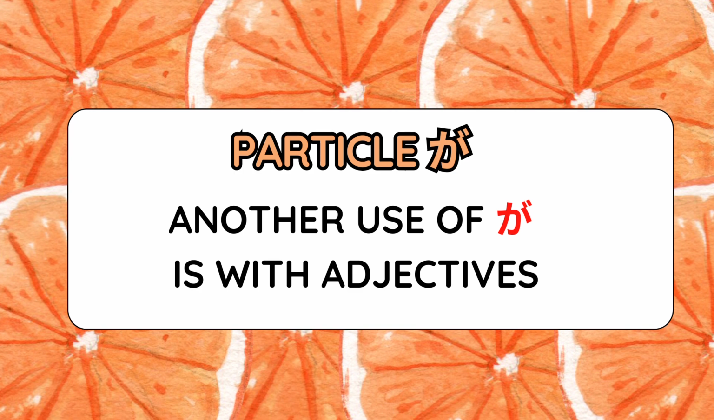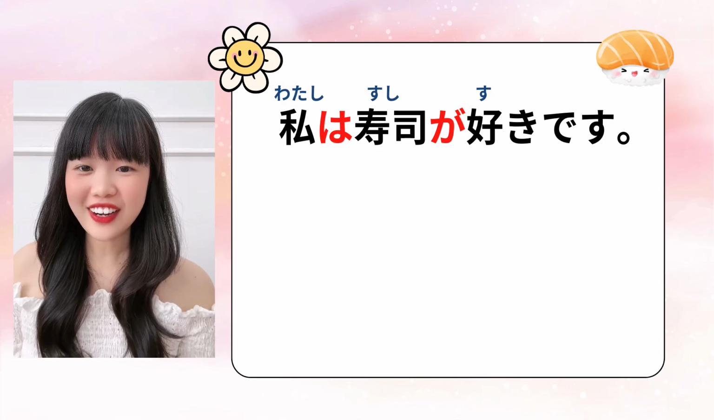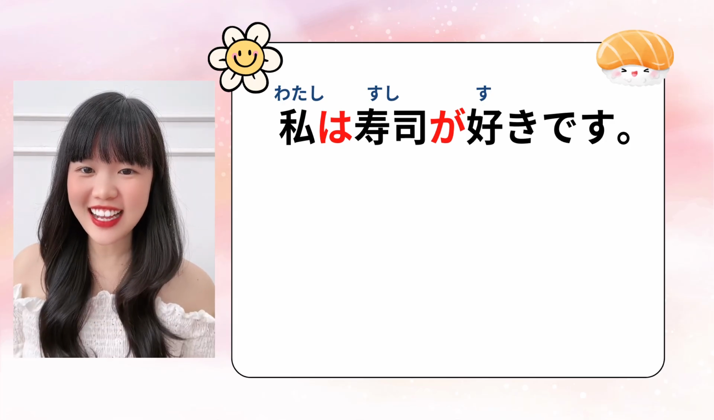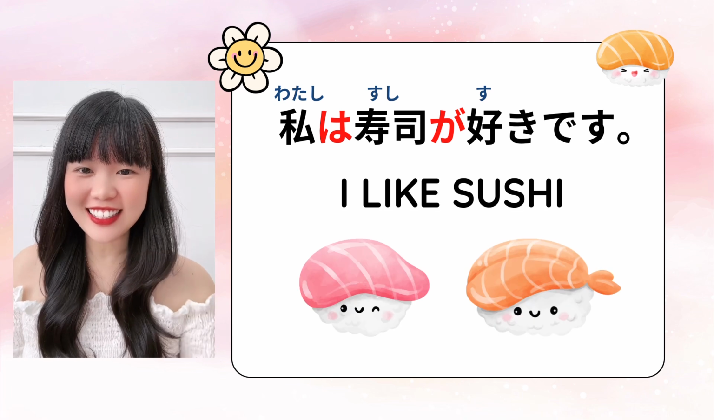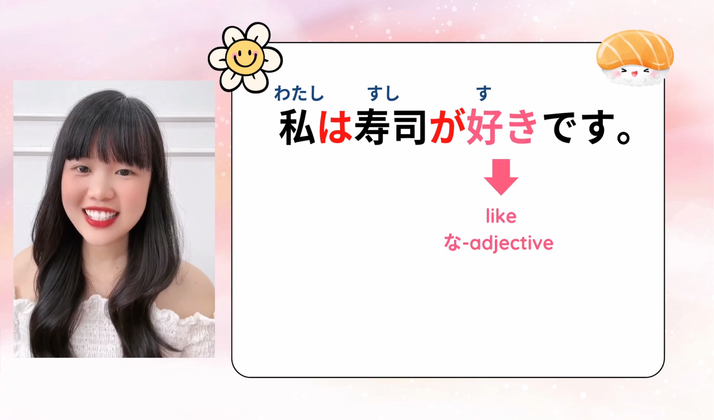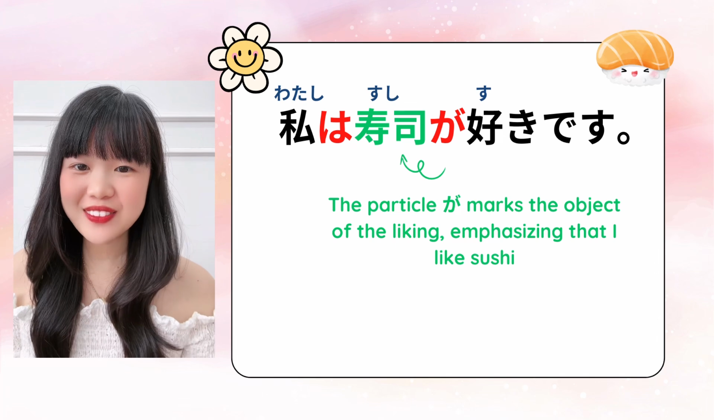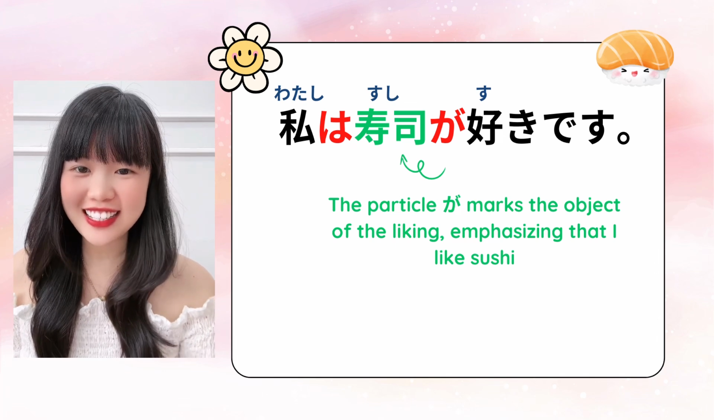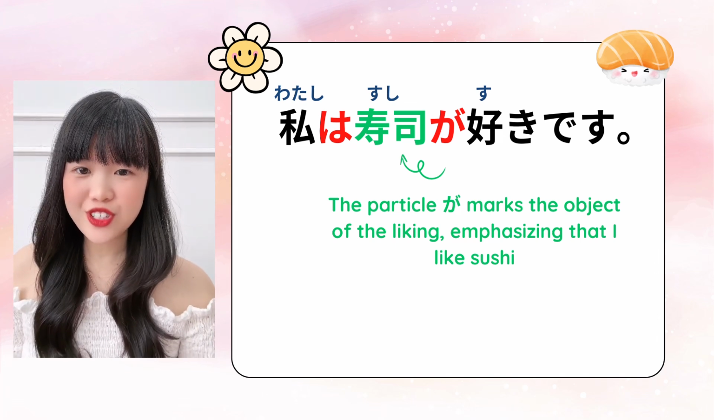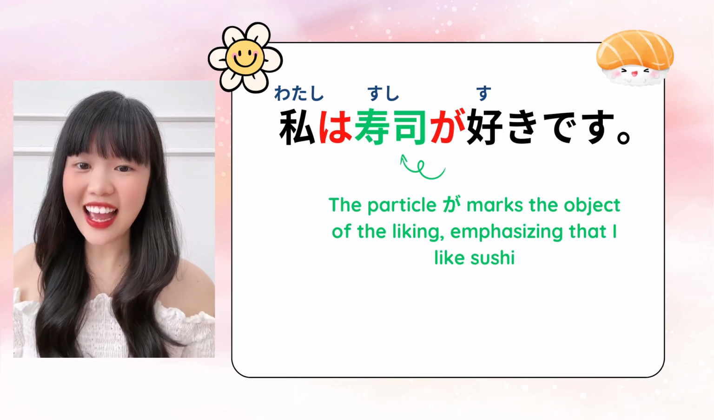Another use of ga is with adjectives. For example, watashi wa sushi ga suki desu. I like sushi. Here we have the noun adjective suki, like. So we use ga with the noun sushi. The particle ga marks the object of the liking, emphasizing that I like sushi.